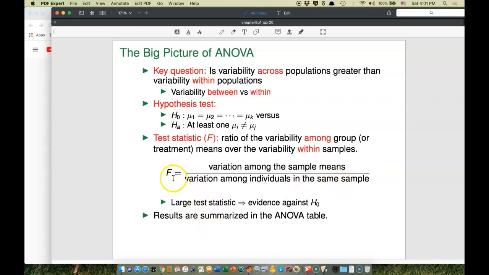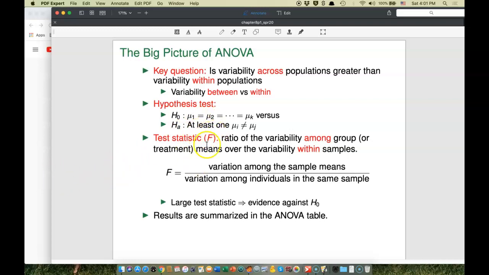So, variation among the sample means versus variation among individuals in the same sample is what we're comparing. So this is a new test statistic, a new distribution. We've seen the Z, we've seen the T. If you've done genetics, you've seen the chi-square. Anyway, a large test statistic is evidence against the null.